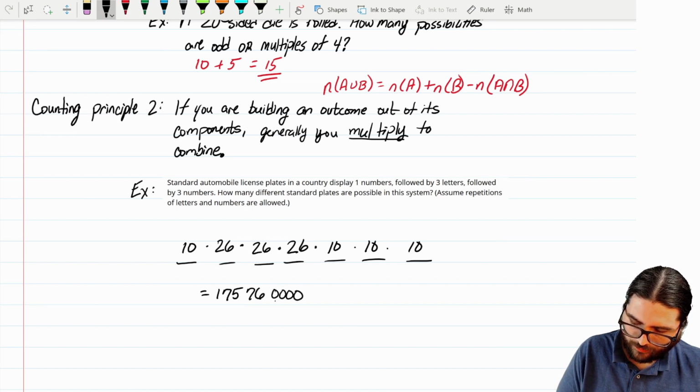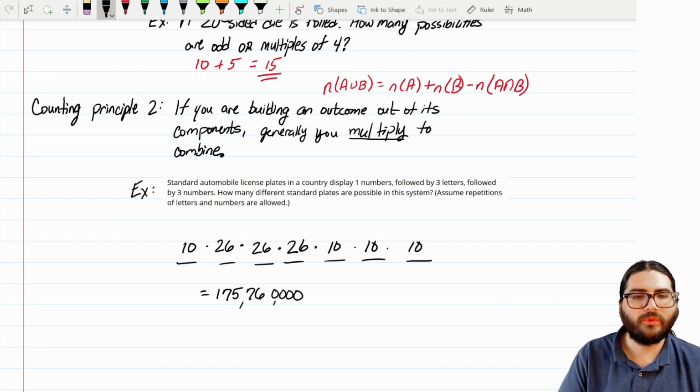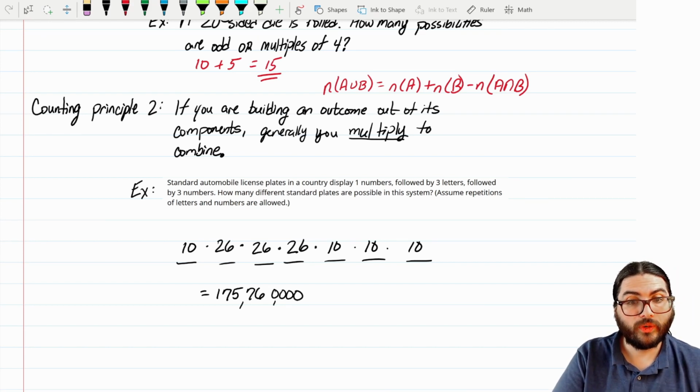175,760,000. Going back in to add commas to make this a little easier to read: 175,760,000 different combinations. You can see these numbers get really big really quickly, especially when we are multiplying. So when Sonic said up above that there were more than 1 million combinations, maybe that wasn't super impressive, right? Now that I go back and think about it, because this got really big really quickly.